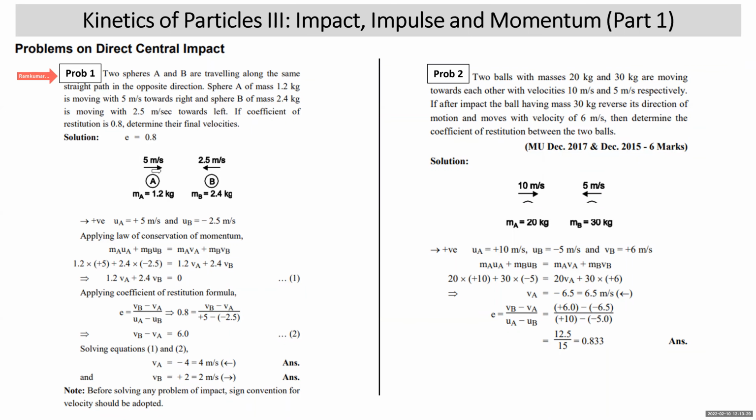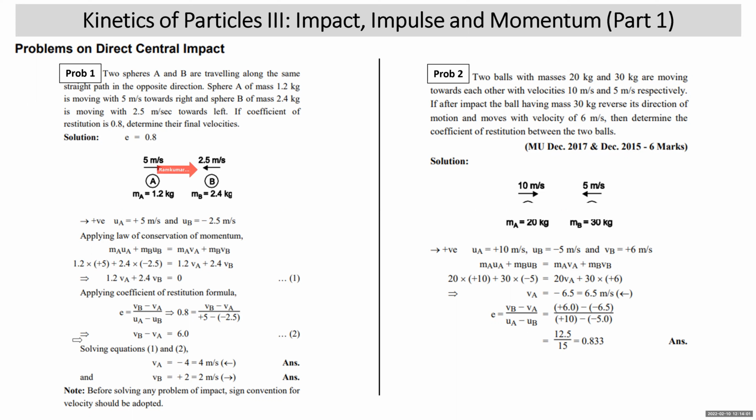Two spheres A and B are traveling along the same straight path in opposite directions. Sphere A of mass 1.2 kg is moving with 5 meter per second towards right, and sphere B of mass 2.4 kg is moving with 2.5 meter per second towards left. If the coefficient of restitution is 0.8, determine their final velocity. Students, E is 0.8. Need to draw a small diagram. This is sphere A having mass 1.2 kg. This is B having mass of 2.4 kg. This is moving to the right with 5 meter per second. This is moving to the left with 2.5 meter per second.